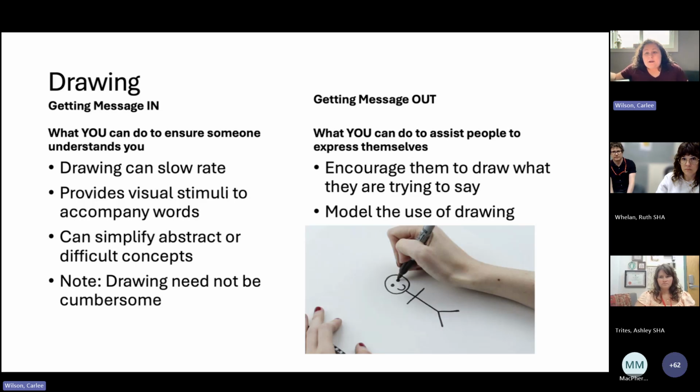Drawing doesn't have to be cumbersome. You do not have to be an artist. Whenever I encourage people to draw, they're like, oh, no, I'm not good. But I'm like, can you draw a stick figure? Then you're good. That's all you need to be able to do. And so when you're encouraging other people to try and draw, to explain what they're doing, you can use drawing while you're doing that and just remind them it doesn't have to be pretty, it just has to have a message.